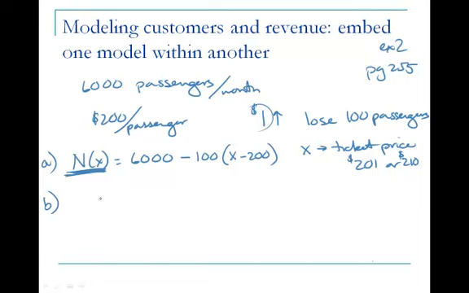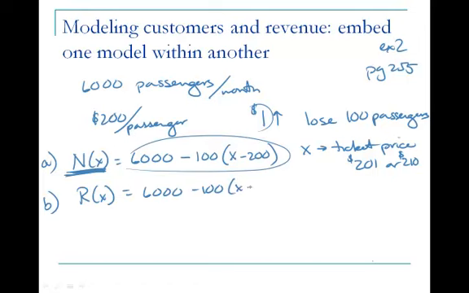So express the monthly revenue, R of x, will equal the number of passengers, 6,000 minus 100 times (x minus 200), and all of that needs to be multiplied by the price of the ticket. So our revenue is all of this times the ticket price.